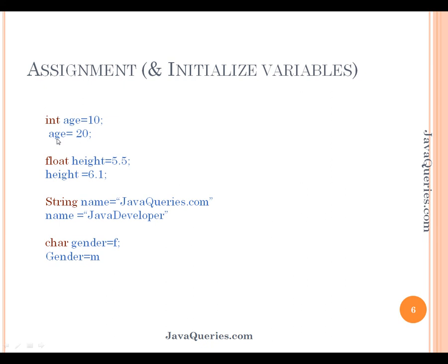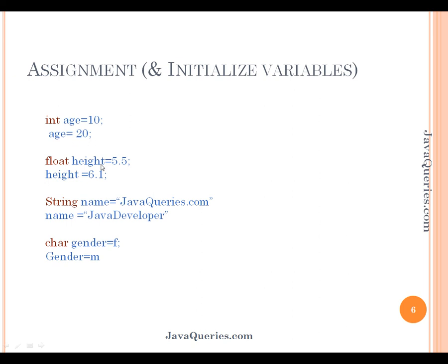And in the next statement I'm saying age is equal to 20. That means I'm removing the value 10 which is already there in age and assigning the value 20. So this is called assignment. In the first statement it is also assignment, also initialization, also declaration, all included. In this next statement it is simply an assignment of the value 20 to the variable age.